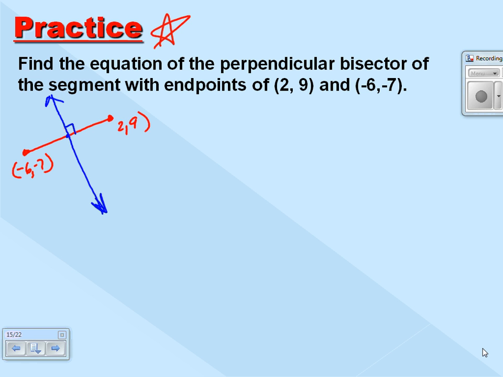So you need two pieces of information. First, you need to figure out the midpoint. Secondly, what you have to do is figure out what's the slope of my red line. Let's figure that out right now. So what's my midpoint of this segment?